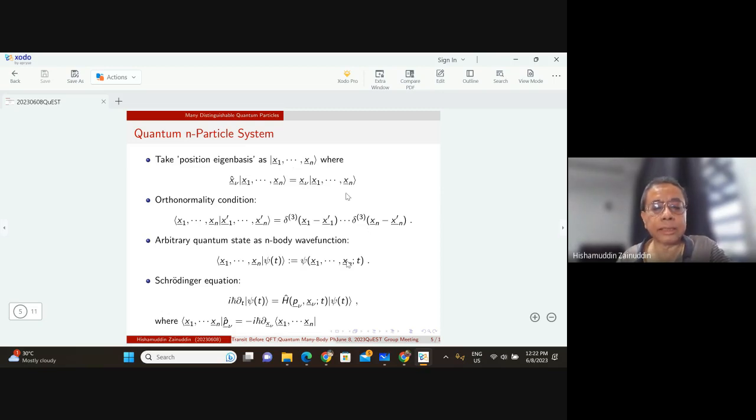Okay, and then you can write down your Schrodinger equation. You get your Hamiltonian from your classical case, and then just implement the so-called position representation of the momenta and so on.